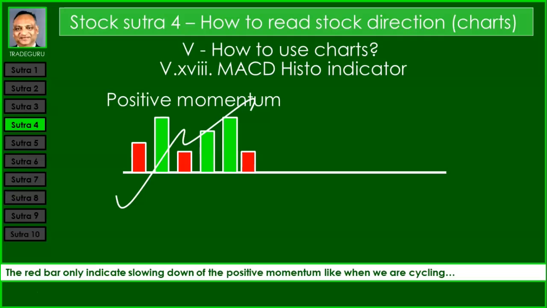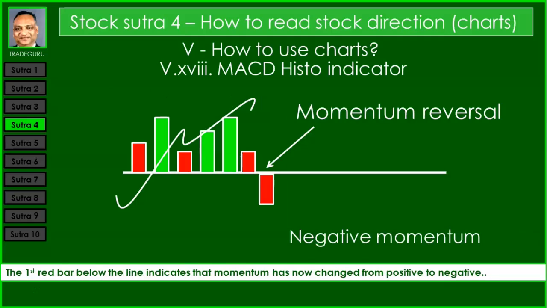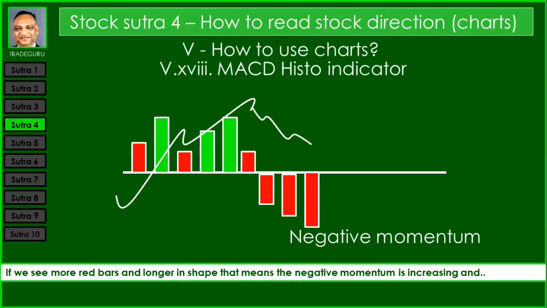The red bar only indicates slowing down of the positive momentum, like when we are cycling. Sometimes our speed is slow, sometimes fast, but we are moving in the same direction. The first red bar below the line indicates that momentum has now changed from positive to negative. Hence, stock direction is likely to reverse from up to down. If we see more red bars and longer in shape, that means the negative momentum is increasing and the stock is likely to continue falling further down.